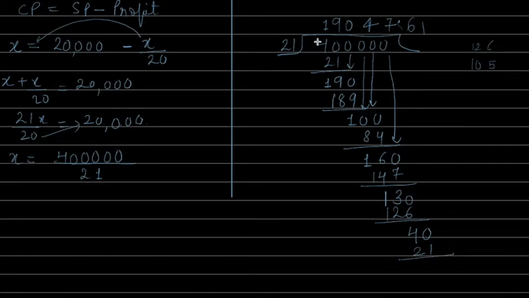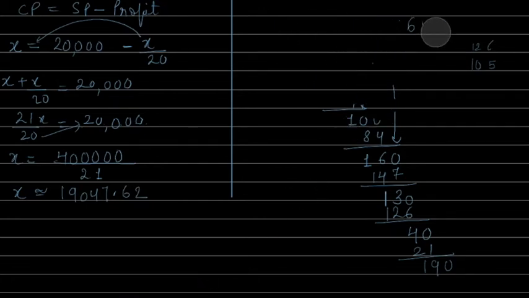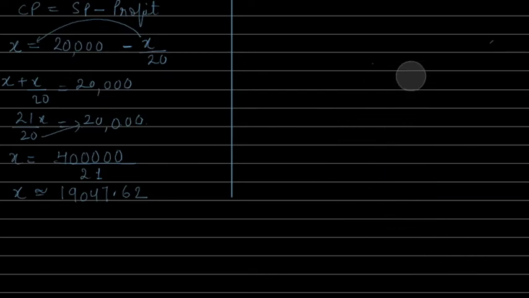Now if you see, this has started repeating. You will get 190, then again you will place it 9 times. So you have started getting a repeated number. So we will make use of the approximate value. X we can write as approximately 19047.62. Okay, I'm just removing all this so we can solve this for the second buffalo.